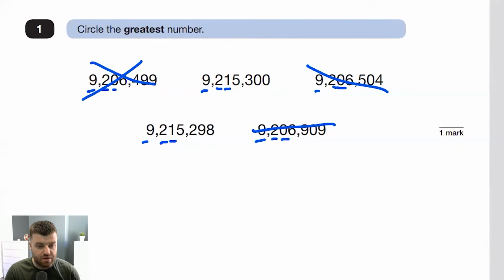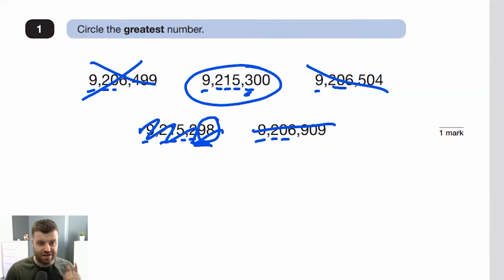Let's go to the thousands column now. 5 down here. 5 up there, still no luck. We're gonna have to go all the way to the hundreds column now. 200s and 300s. Well, 300s is bigger. Don't be tricked by this 98. 300s is bigger than 298. So we're going to get rid of this one. And this is our answer. We've circled it. We're gonna move on.